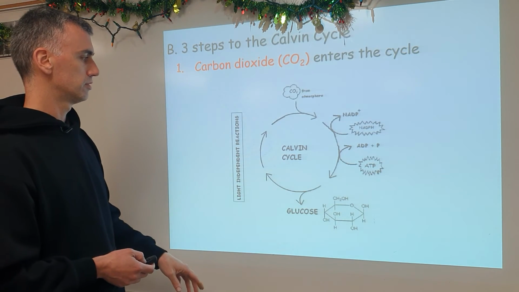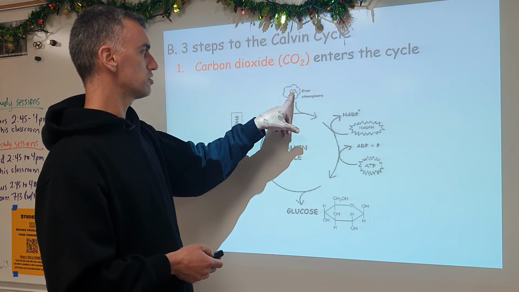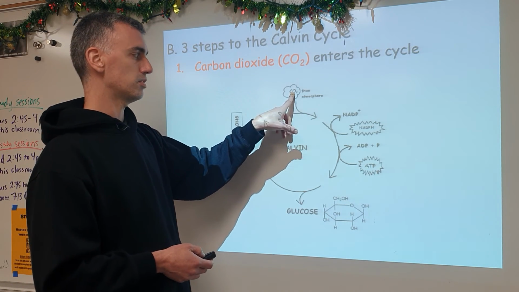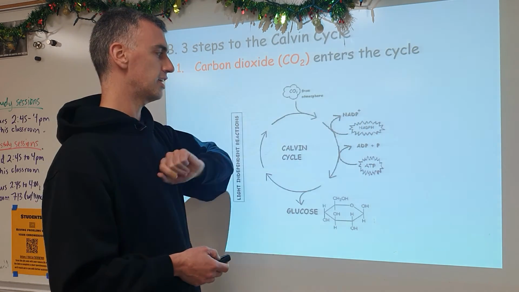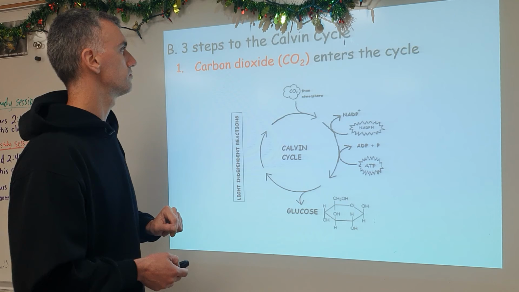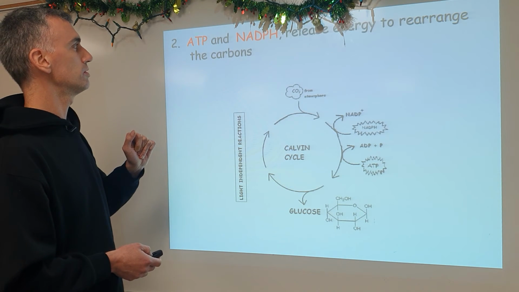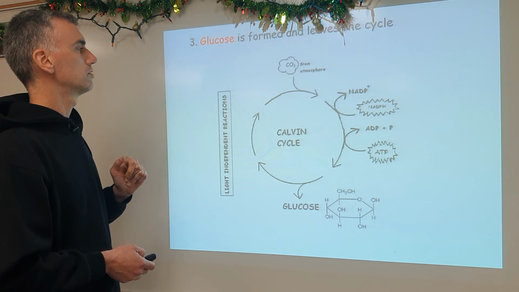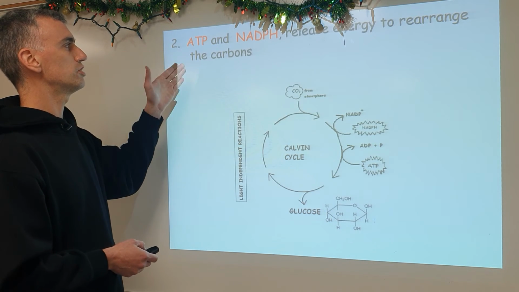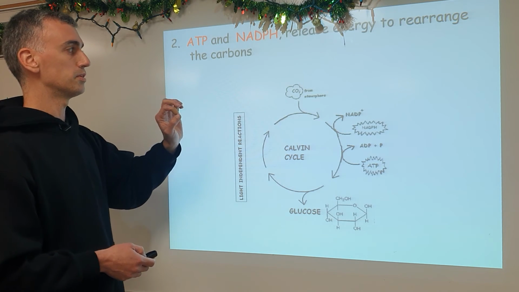Now, you'll notice glucose is carbon, hydrogen, and oxygen. This is just carbon and oxygen here in the CO2. That's because it pulls off hydrogens from the NADPH. That's why it turns into NADP. Okay, so ATP and NADPH release energy and electrons necessary to rearrange the carbons and produce glucose.